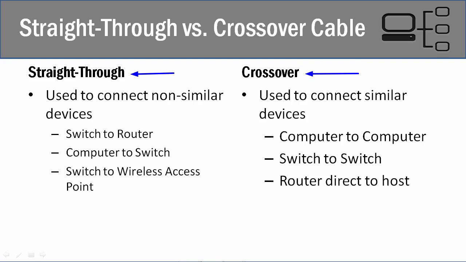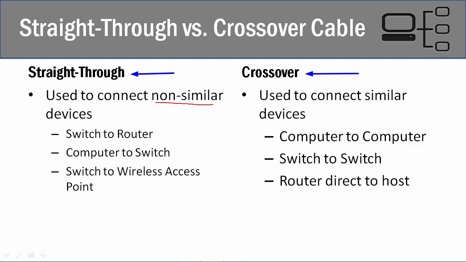The difference between them is how the cables are ordered when we put the RJ45 jack on the end, and in the next slide, I will show you the difference. First, let's talk about how these work and what type of devices they're used to connect. A straight through cable is used to connect non-similar devices. What do I mean by non-similar devices? Well, I mean devices that are not the same. Let's take a look.